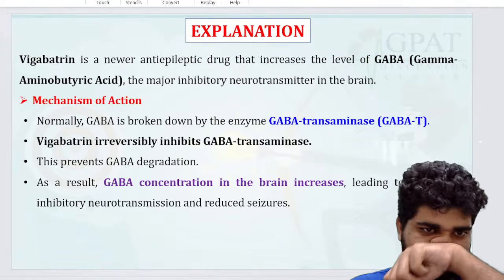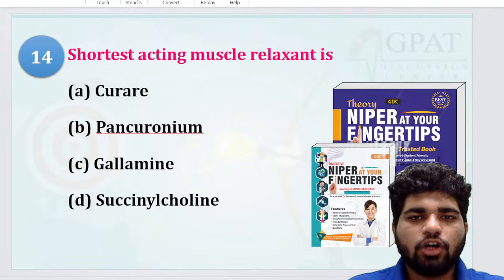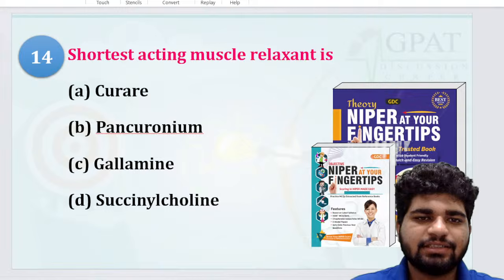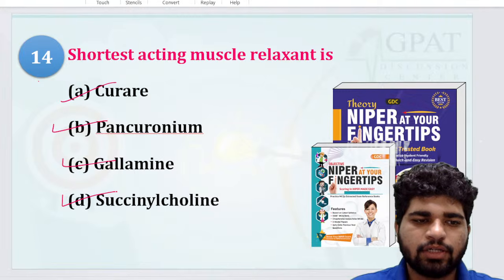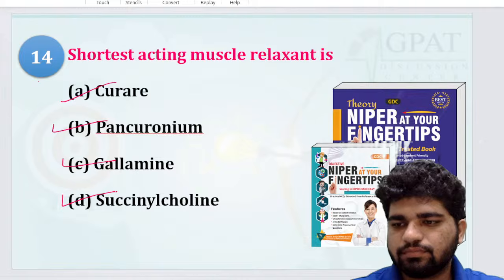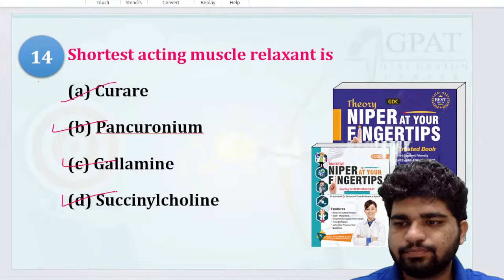Okay, shortest acting muscle relaxant. Is it curare, pancuronium, gallamine, or succinylcholine? Tell me that. Anyone?